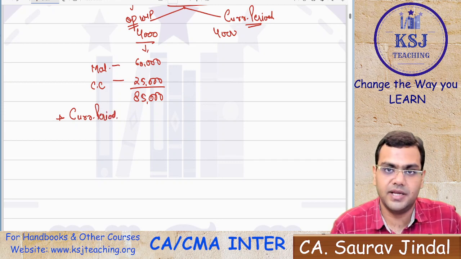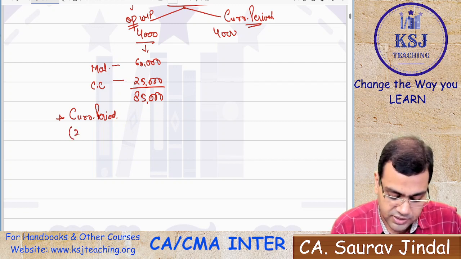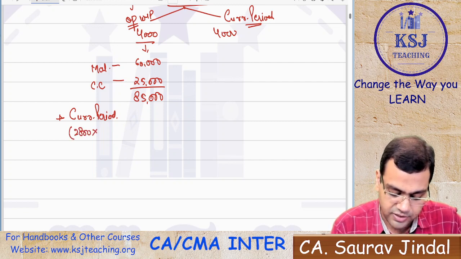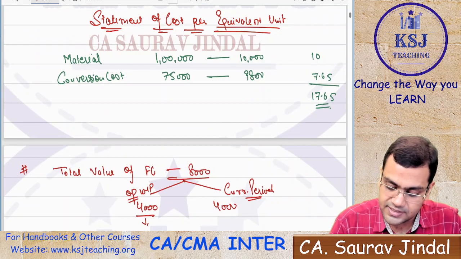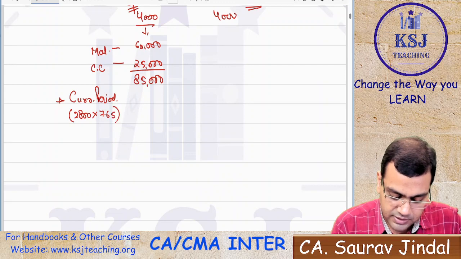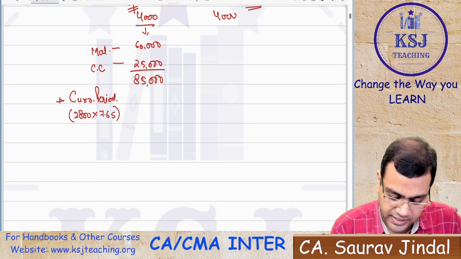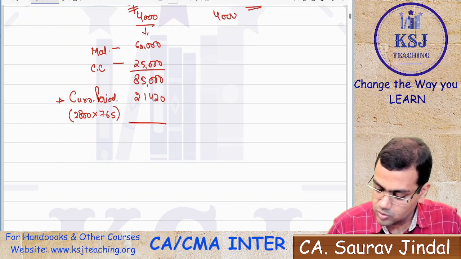In the current period, only and only the conversion cost has been incurred. On how many units? On 2,800 equivalent units. What is the conversion cost that is incurred? That is 7.65. So this comes to 21,420.